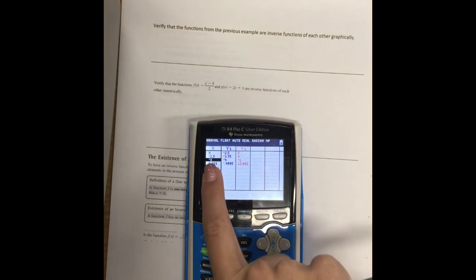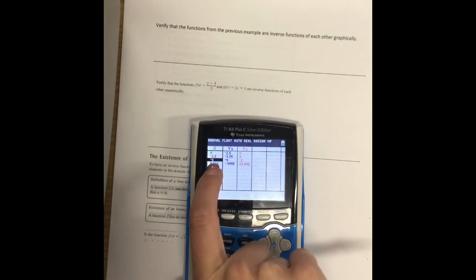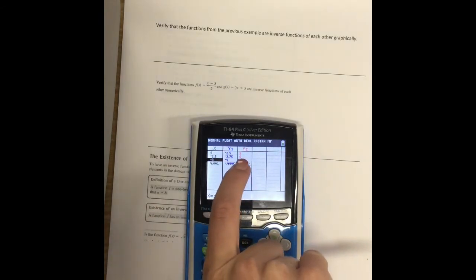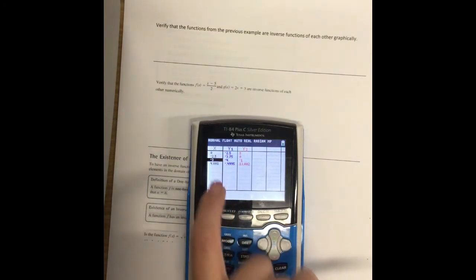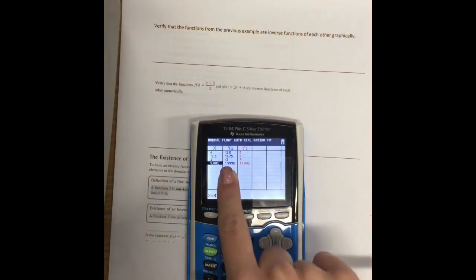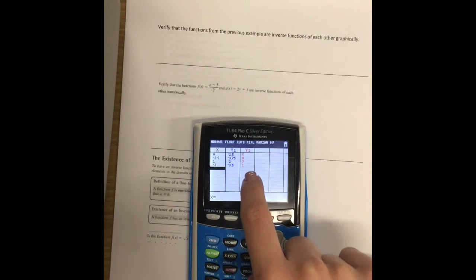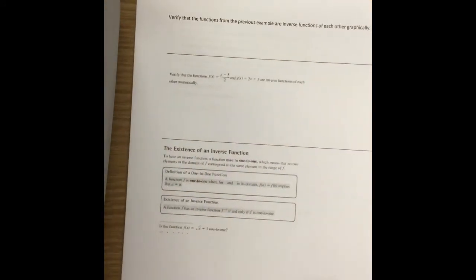But do you see here? Look, at 0, we're at -2.5 on y1. But if we're at -2.5, we're at 0 on y2. Do you see how these flipped? And we could do the same thing here. If we're at 1, we're at -2 on y1. But if we're at -2, we're at 1 on y2. It's flipping it around for your x and y's. So we know that this one numerically is an inverse.